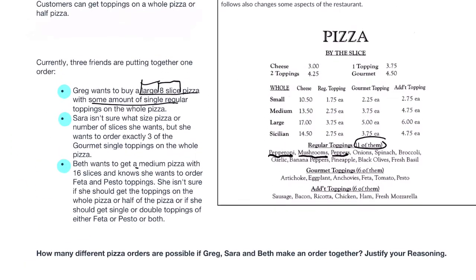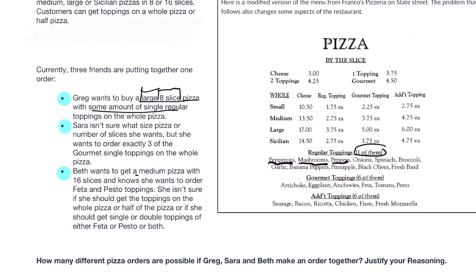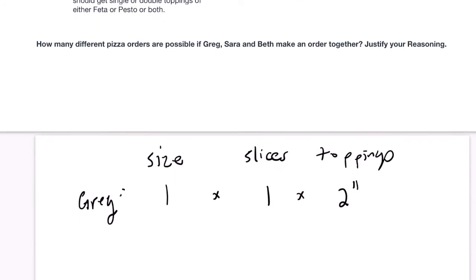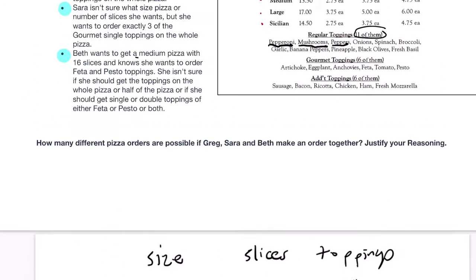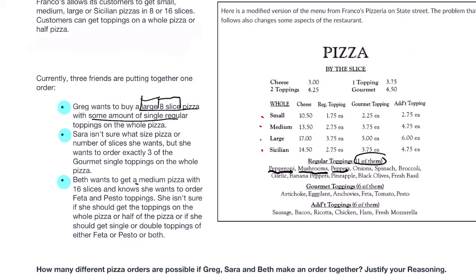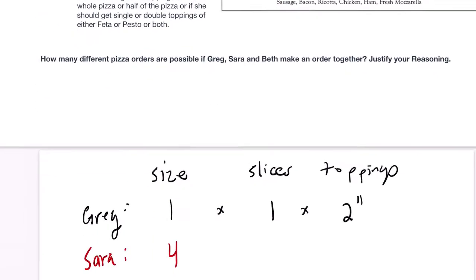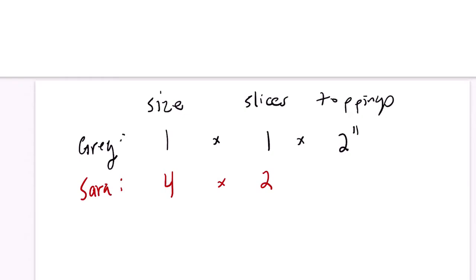Now we move on to Sarah. Sarah isn't sure what size pizza. There are 4 sizes: small, medium, large, Sicilian. So for Sarah, there are 4 sizes we're choosing between. She's also not sure about the number of slices she wants, so it could be 8 or 16.